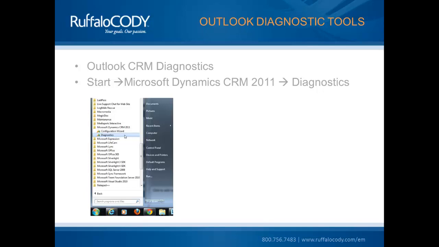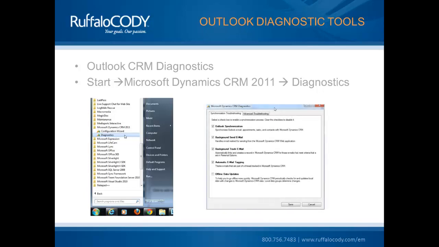So when you first installed the Outlook client, you may not know this, but one of the things that was installed was a little diagnostics tool. And to get there, you just go to Start, Microsoft Dynamics CRM 2011, and Diagnostics, and you'll see that menu item there. And when you launch it, it's just going to open up in a little window like this. And here's where you can also make some changes to what goes on with the Outlook client, how you want it to handle email, whether you want automatic tracking, whether you want to be synchronizing data. All those kinds of things are available here for you to change to see what impact it has on performance.